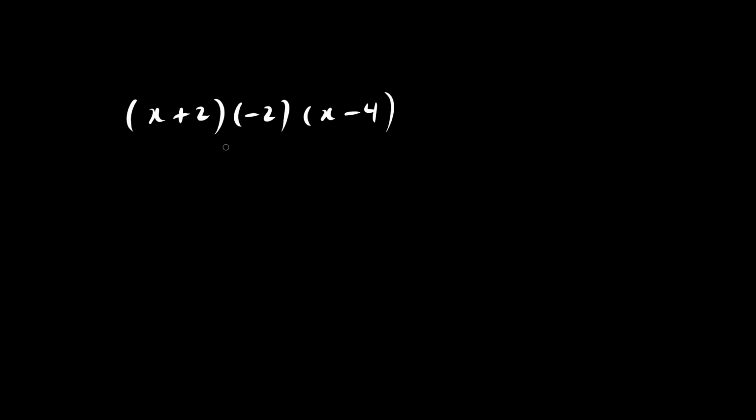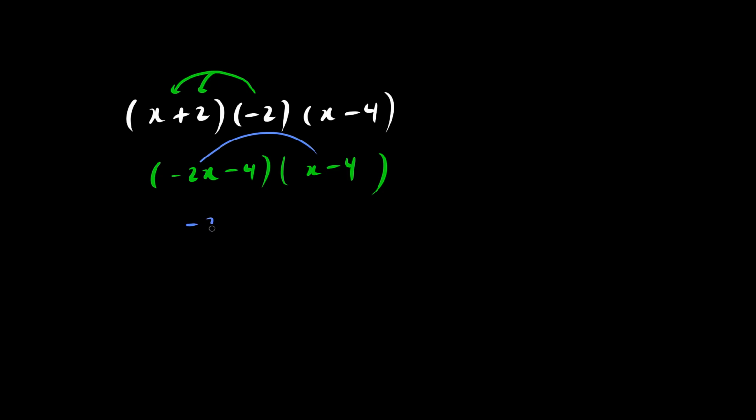Here we have 3 factors. Let's multiply the negative 2 to the left. But really, we could have also multiplied to the right. Negative 2 times x is negative 2x. Negative 2 times 2 is negative 4. We keep the brackets. And this question now simply becomes a FOIL question.